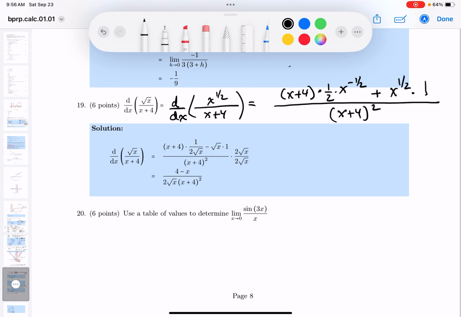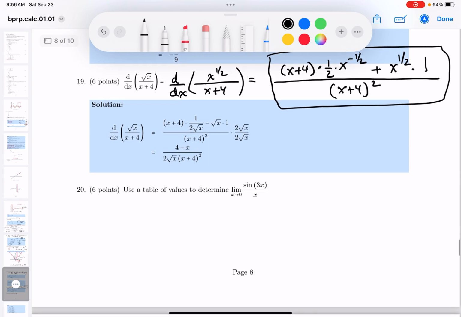Now, someone says, is that it? A lot of teachers say that's the answer, and they would say, please leave it that way. But it looks really kind of bizarre to me. I'm going to say that's not really an acceptable answer for a large number of teachers. What I'm going to do is multiply top and bottom by something.